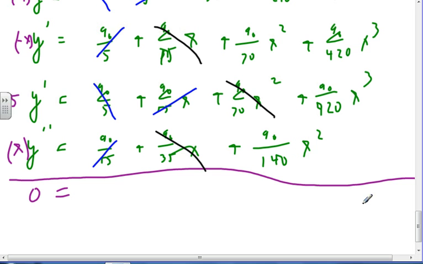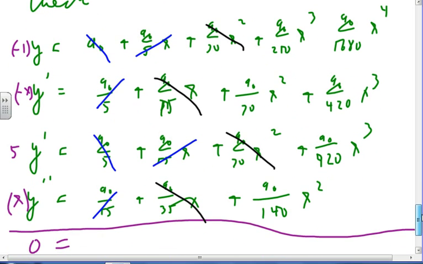Okay, checking the last term. Minus 1/2 minus 1/70 plus 5/4 plus 1/140 is 0. So that term goes away. 0 is equal to 0, check. So our first solution is correct.